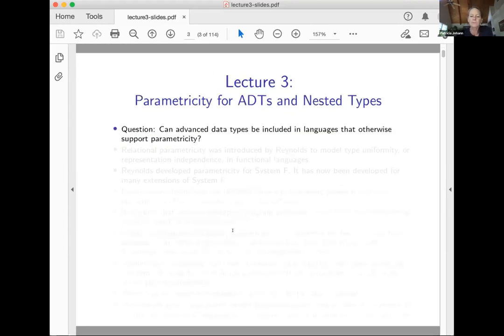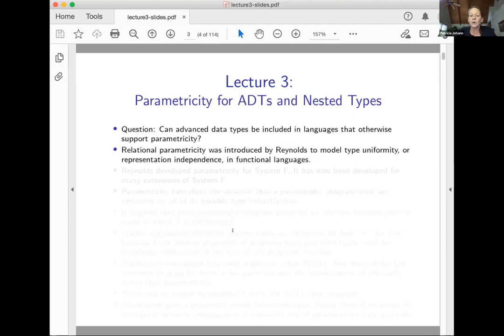So to start this lecture, we could ask this question: can advanced data types be included in languages that otherwise would support parametricity? So I mean, like maybe System F. That would be a good example. If you're not familiar with parametricity, it was introduced by John Reynolds, and it was introduced to model this idea of type uniformity or representation independence in functional languages.